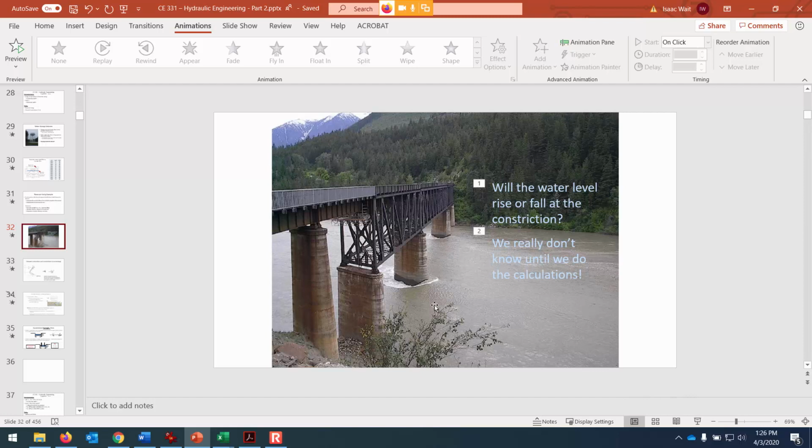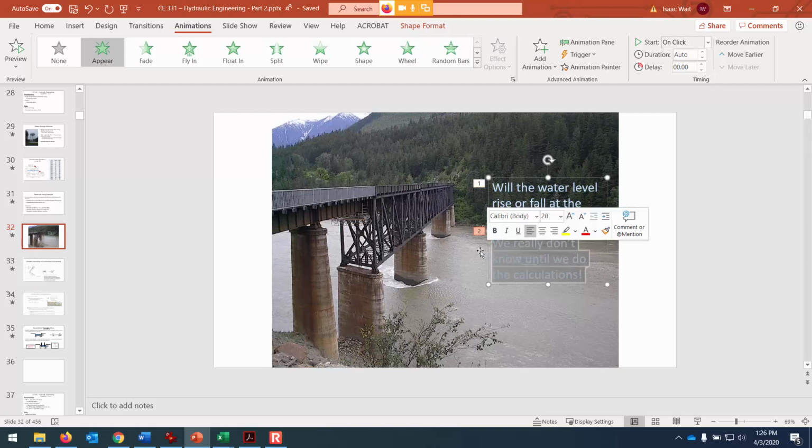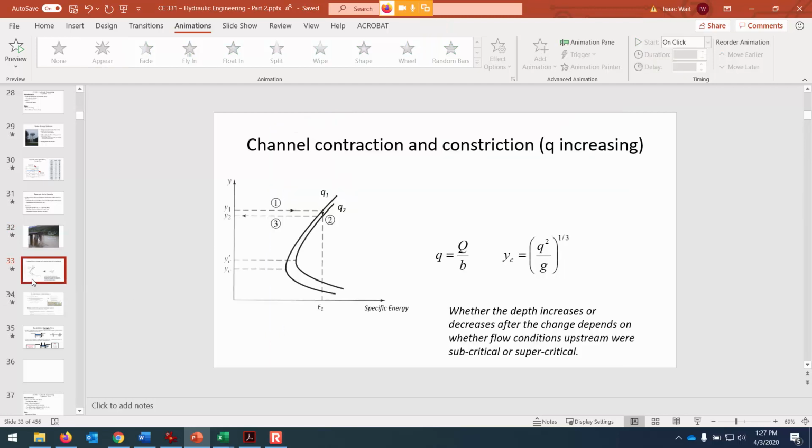So we want to know whether the water level is going to fall or whether water level is going to rise in response to putting in these piers, which effectively reduce the width of the channel. And the reason why we don't know whether the water level will go up or down is because we haven't yet calculated the flow regime upstream. So whether conditions are supercritical or subcritical tells us whether the depth will increase or decrease.